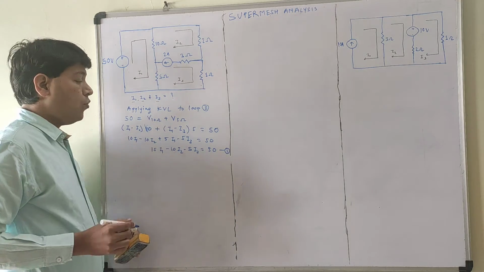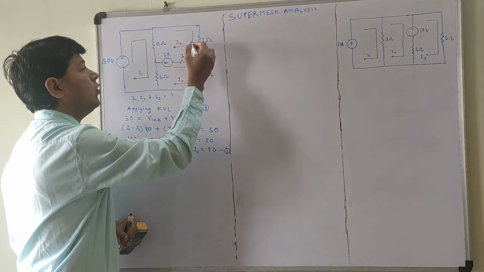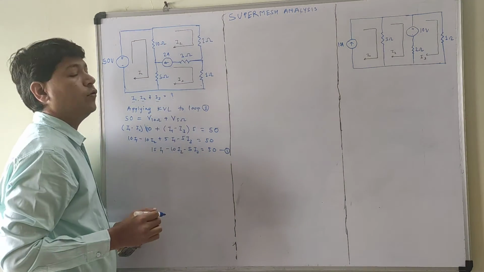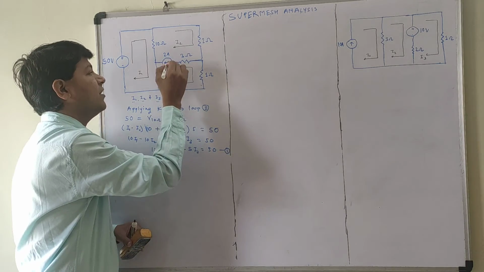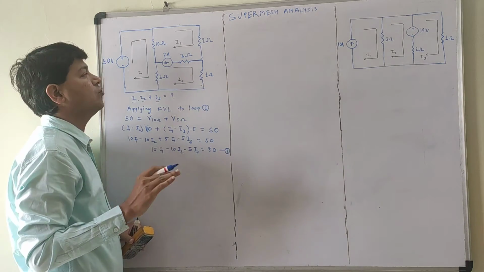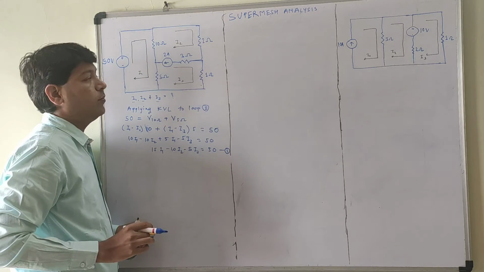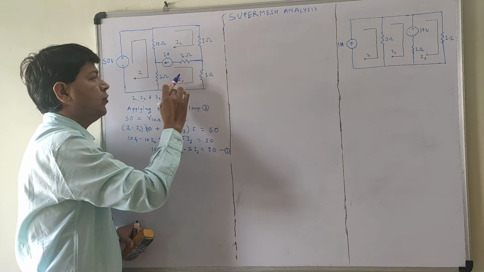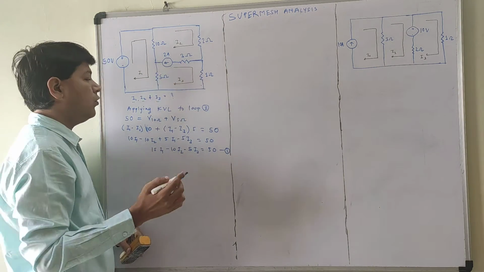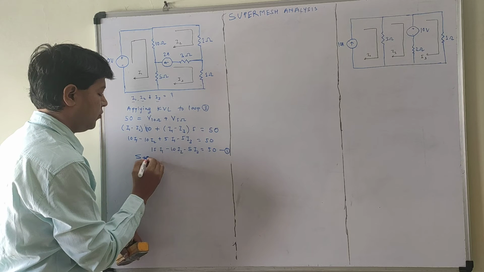Now when I apply Kirchhoff's voltage law to the second loop, there exists a current source, so I cannot apply Kirchhoff's voltage law to the second loop, or to the third loop. So now you have to apply super mesh.